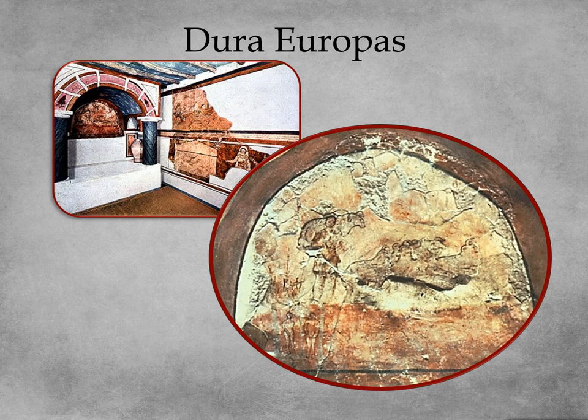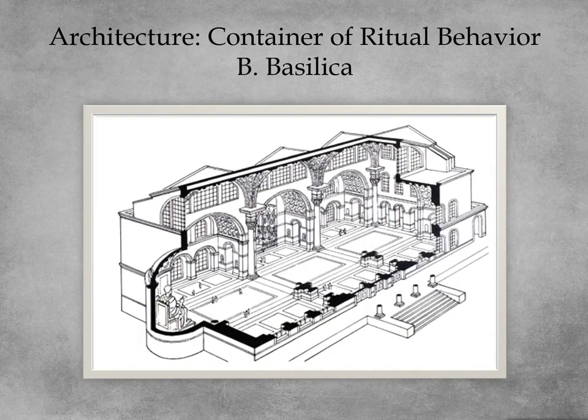As Christianity increased in population and the size of the congregations necessitated a larger structure, the second type of architectural space that was very often employed is a basilica.